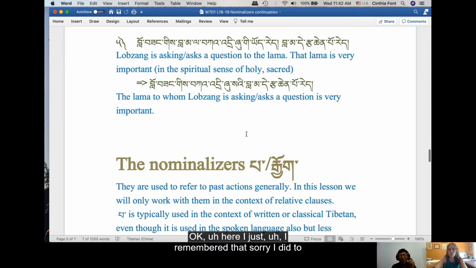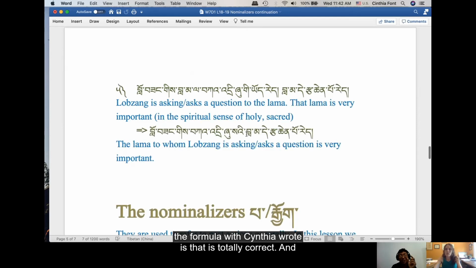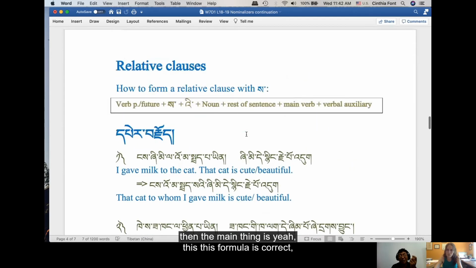Okay. Here I remember that. Sorry, I made a little mistake when I said that if we are talking in the past, we have to use the past form. It's not that. The formula which Cynthia wrote is totally correct. And the main thing is, this formula is correct: verb in present and future, not in the past.